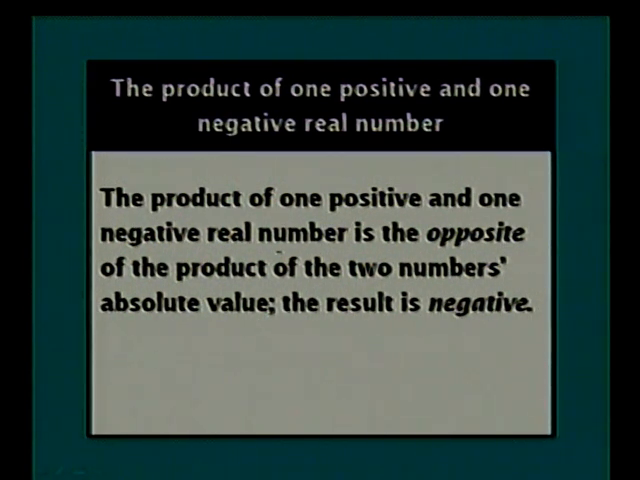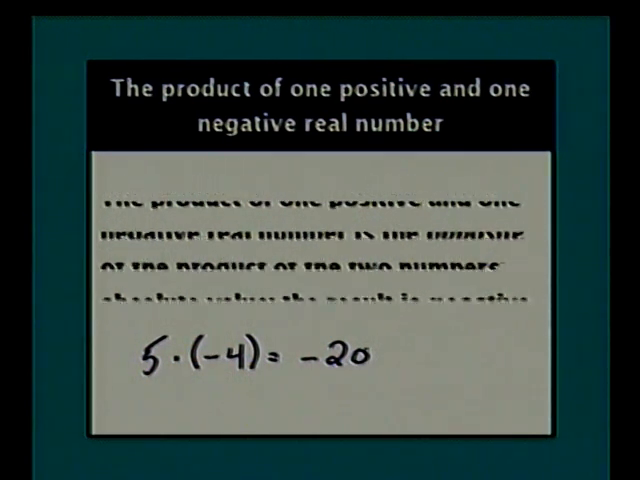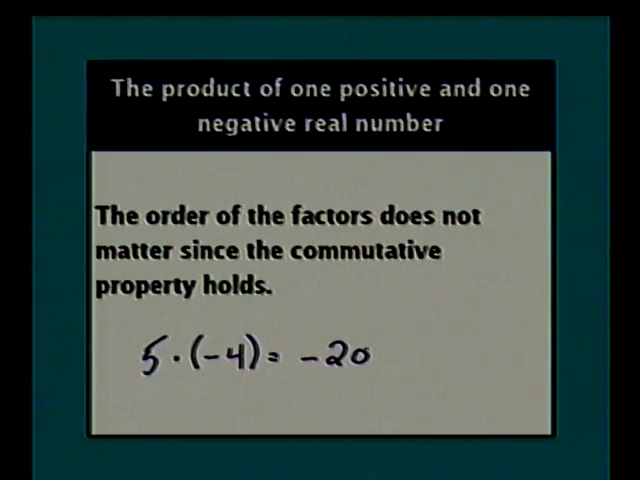So what does this mean? What do I do in my head? If I see a problem like 5 times -4, I know the result is going to be negative, and the multiplication I'm doing in my head is 5 times 4. I'm taking the product of the magnitude or absolute value of the 2 numbers. The order of the factors does not matter since the commutative property holds. It's the commutative property that allows us to switch the order of the 2 factors in this problem.